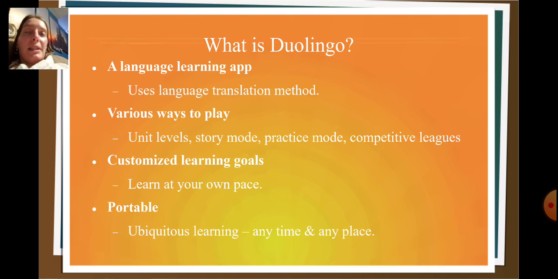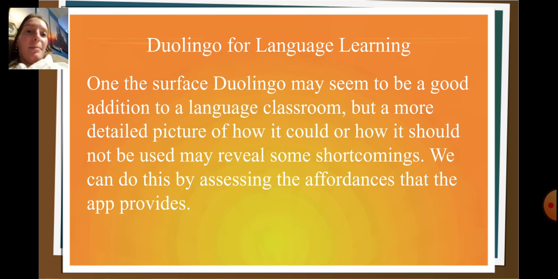What is Duolingo? Duolingo is a language app that uses the translation method. In other words, you are using your native language and the target language to learn. There are various ways to play, and there are some features that you can customize in the game. The biggest thing is that the app is portable, so you can take it any place and at any time.